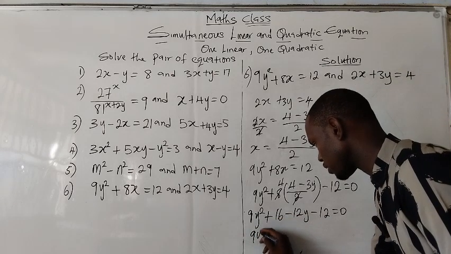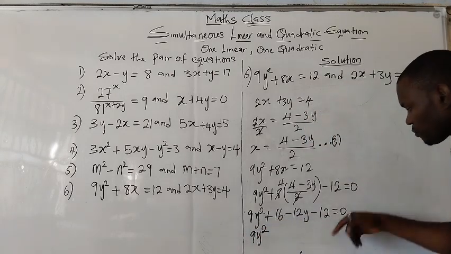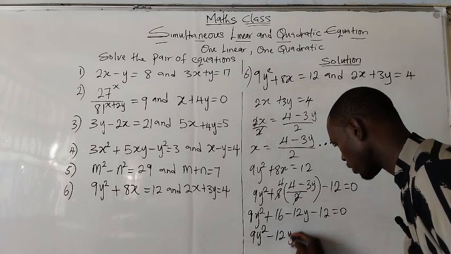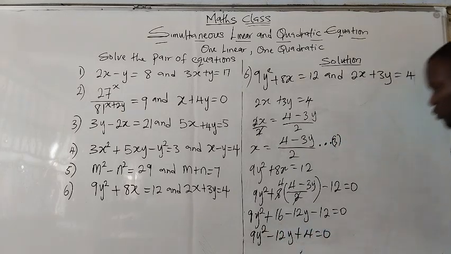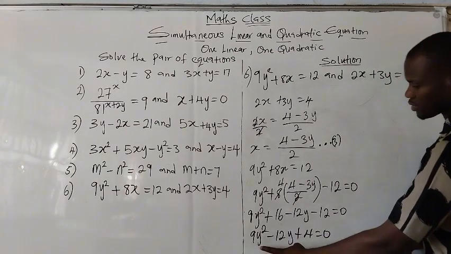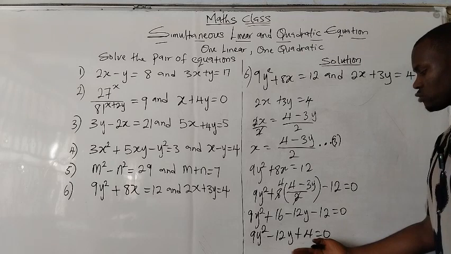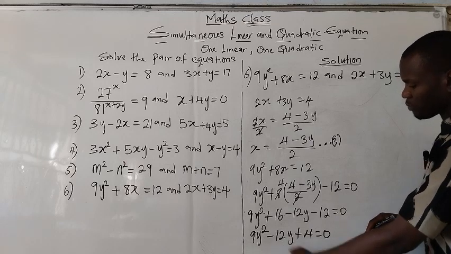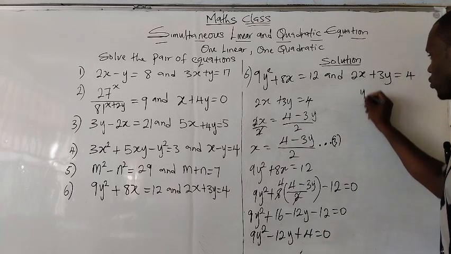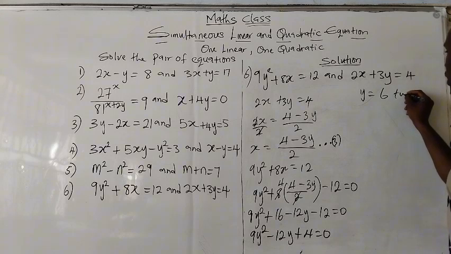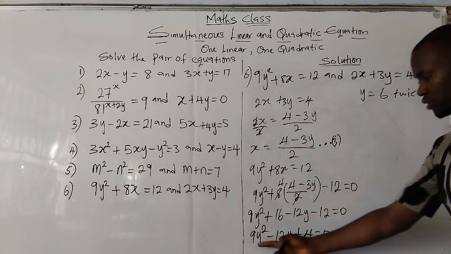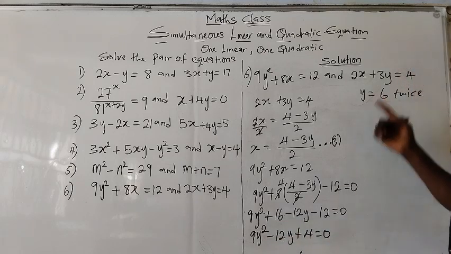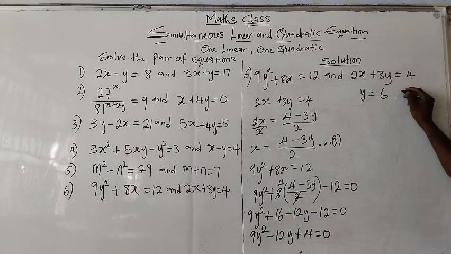So we are having 9y squared. 16 minus 12 will give me 4. So I'll write minus 12y plus 4 equal to 0. So we have a quadratic equation, and this is a perfect square. I've done a video on how to factorize a perfect square. Check the description of this video and see how to factorize a perfect square. But meanwhile, I will give you the value of y to be equal to what? 6 twice. If you solve this factorization, you will get y 2 times. That is y equal to 6 and 6. You are getting y to be the same thing, so we mostly write it as 6 twice.